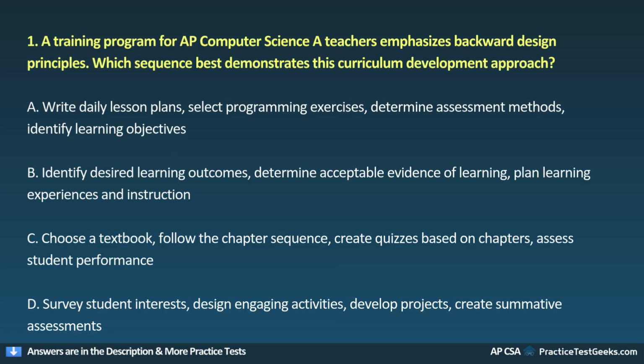B. Identify desired learning outcomes. Determine acceptable evidence of learning. Plan learning experiences and instruction. C. Choose a textbook. Follow the chapter sequence. Create quizzes based on chapters. Assess student performance. D. Survey student interests. Design engaging activities. Develop projects.